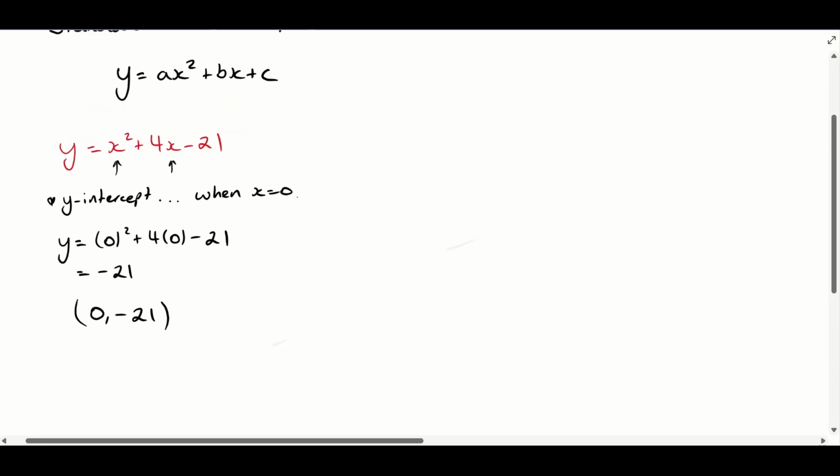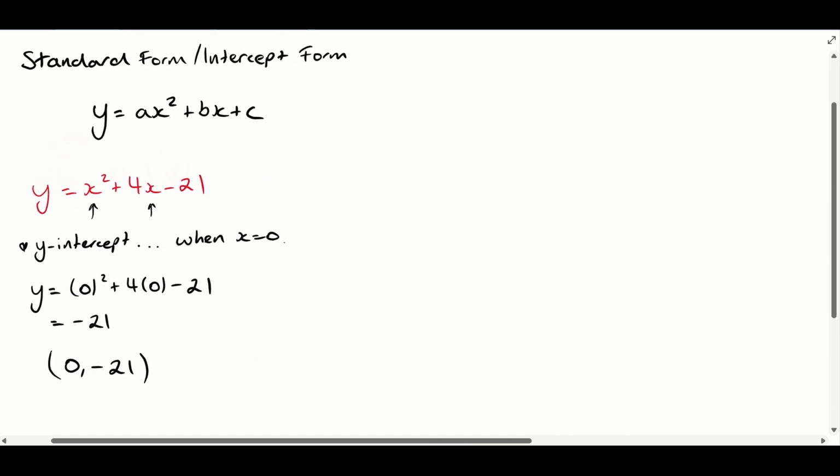In fact, for the standard form, or the intercept form, our y-intercept is always looking at us right in the face. It's just this number on the end here. And that's why we sometimes call it the intercept form. Our plus c value there will always be our y-intercept.